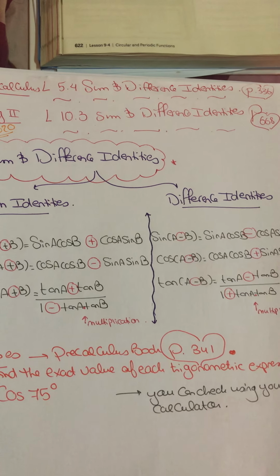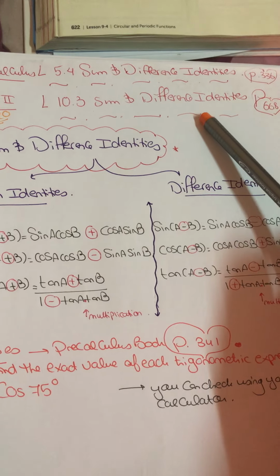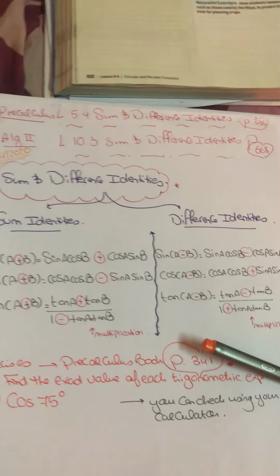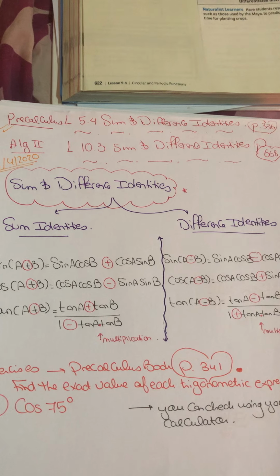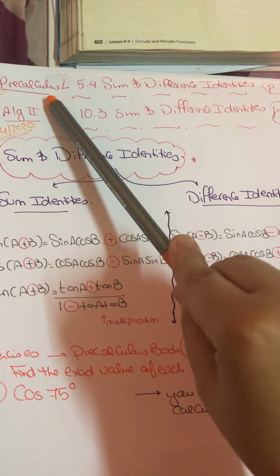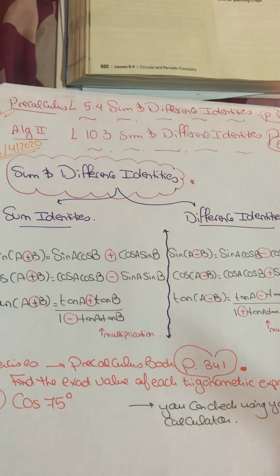I've sent you a video about some new identities. These are new identities that you will add to your list of identities. We still have double and half angle identities in the coming lesson, I guess. For now, section 5.4, I will explain from the Precalculus book. If you want to refer to the Algebra 2 book, it's lesson 10.3.